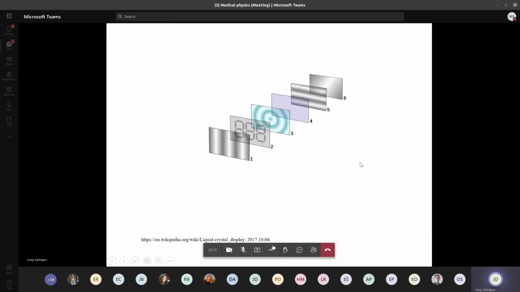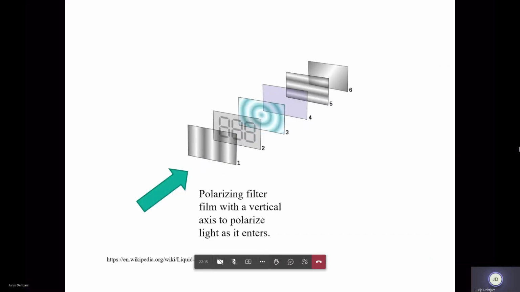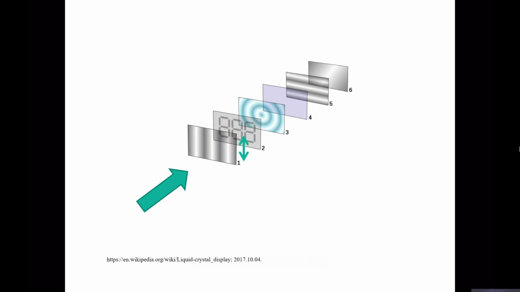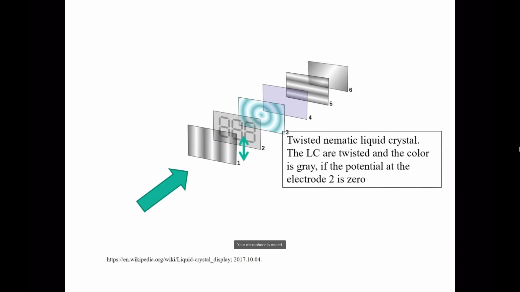So these were the designs that we considered last time. Light passes through this polarizing filter, and it's polarized. This is a glass with electrodes. This is the so-called twisted nematic liquid crystal. And this is the point that I want to go into in detail.